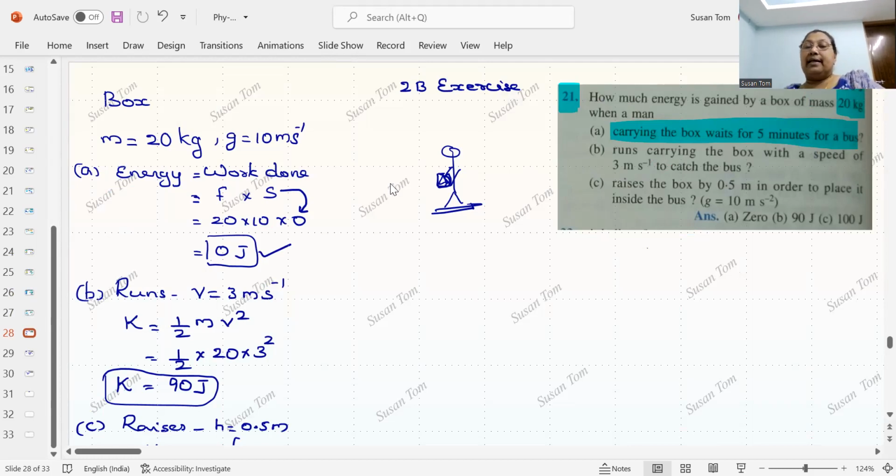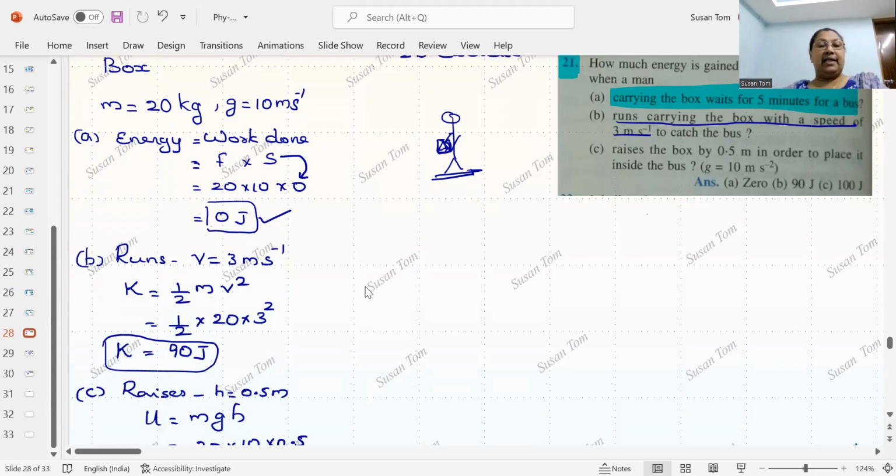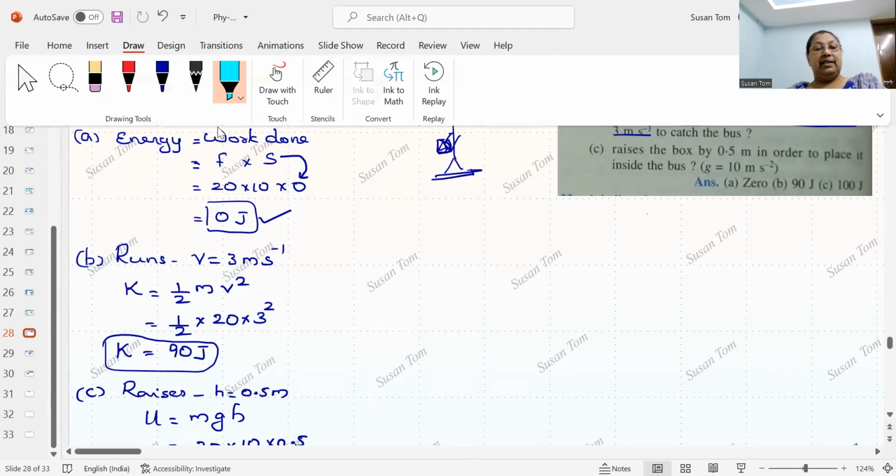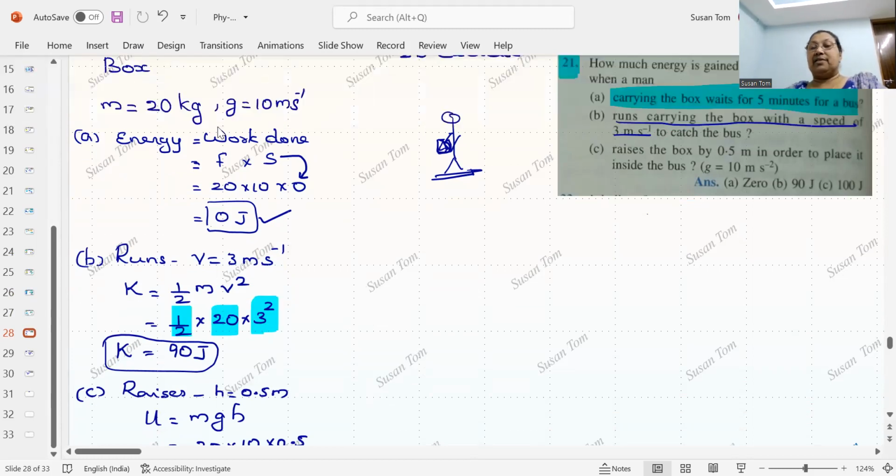Then second, he runs carrying the box with a speed of 3 meters per second to catch the bus. So it is possessing kinetic energy. K is equal to half mv square. Kinetic energy is half into mass into velocity, 3 meters per second square, 90 joules.